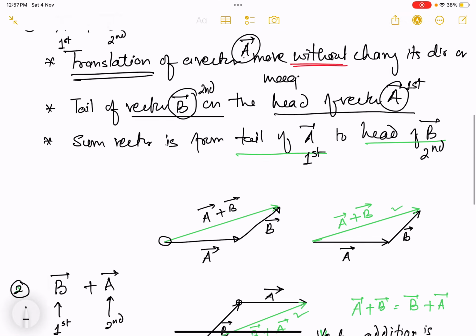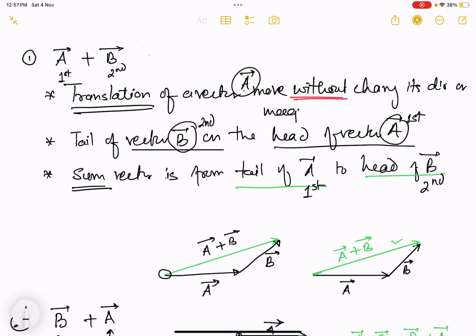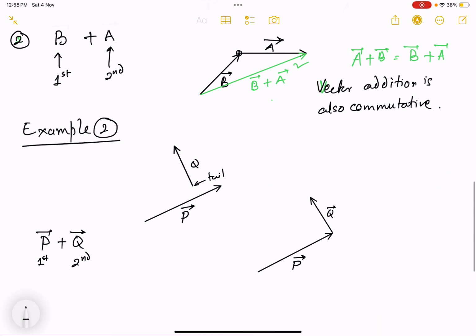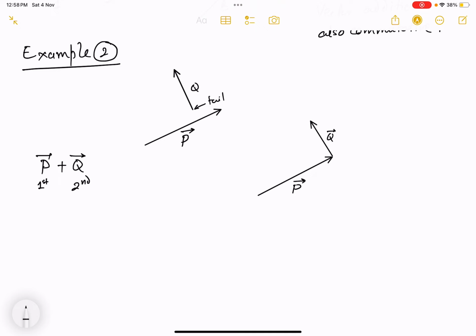No. So what is the sum vector? Sum vector is drawn from the tail of the first vector to the head of the second vector. What is the tail of the first vector? What is the first vector here? In this example, P. And what is the tail point? Tail point is here. Correct? Where is the second vector here? Q. Where is the head point of the Q? Is here. Okay? So what is the sum vector?